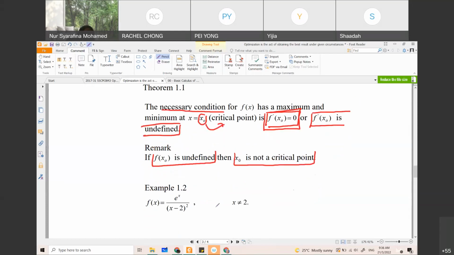Okay, so now let's try this. We have your function. Try to find f'(x) here. What is your f'(x) here? Differentiate this.